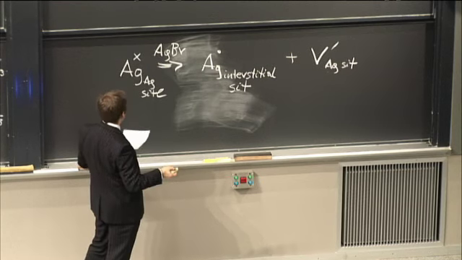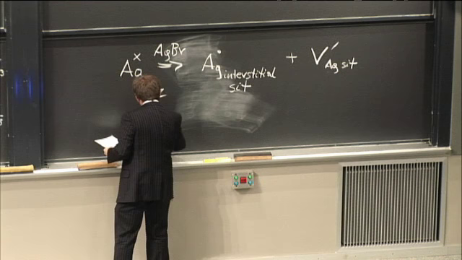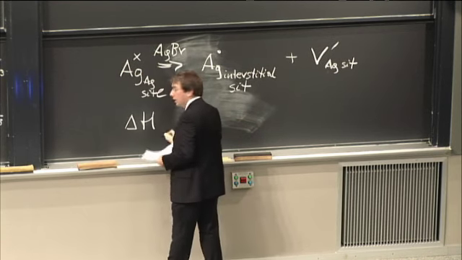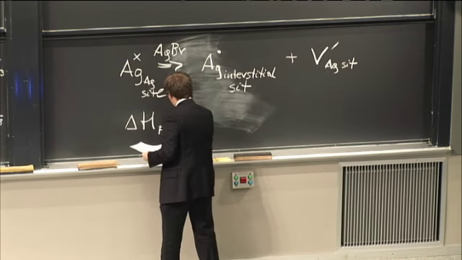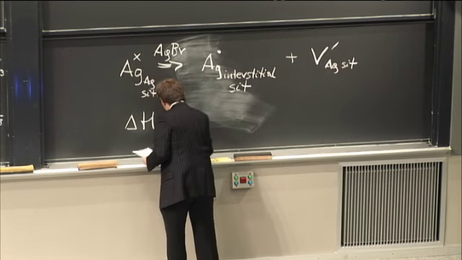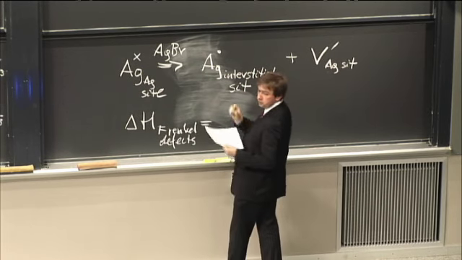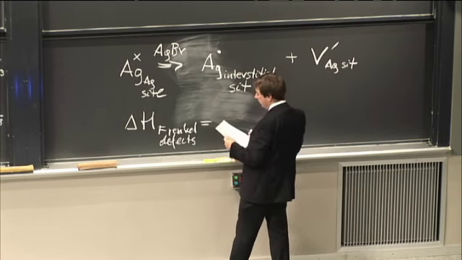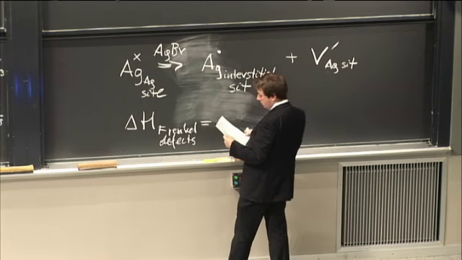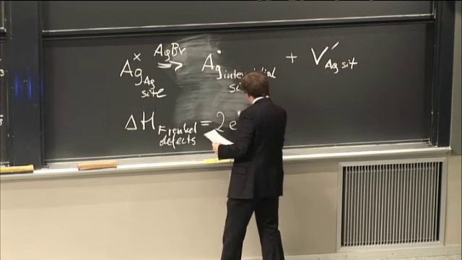And this defect, just like in the case of vacancies, costs us energy to make. So we can actually write down a formation energy for Frenkel defects. And this formation energy is usually a little bit higher than the formation energy of vacancies. So it's going to be something more perhaps on the order of 2 eV.